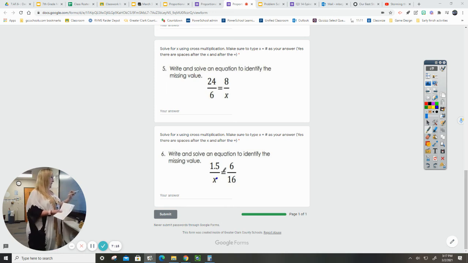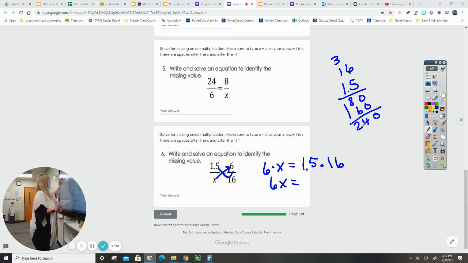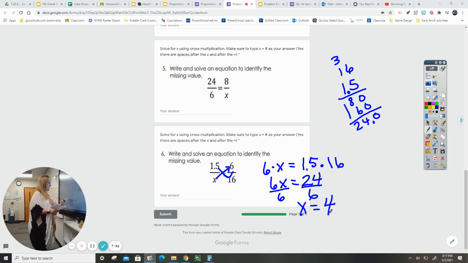Okay, we're going to crisscross multiply again. 6 times x equals 1.5 times the 16. 6x equals, oh boy, 1.5 times 16, I need to remember my decimal point, 24.0. That's what I got, 24. So divide both sides by the 6, which we've got mastered by now. So x equals 4. We're going to do x space equals space 4. Then we're done.